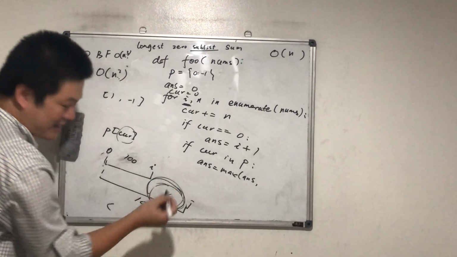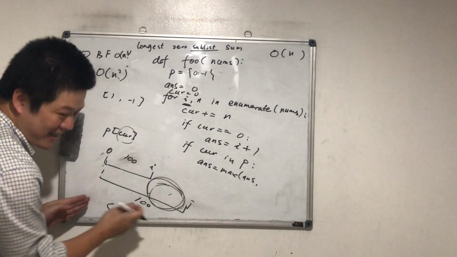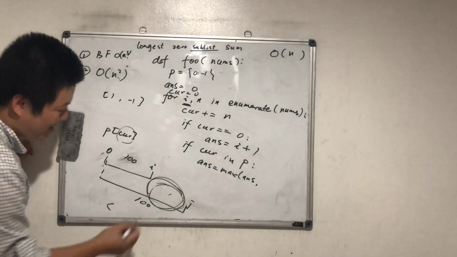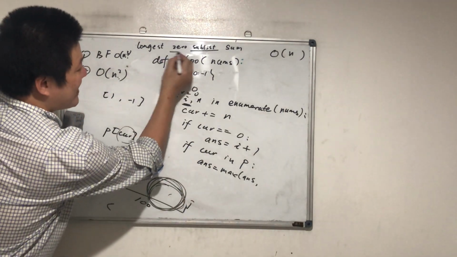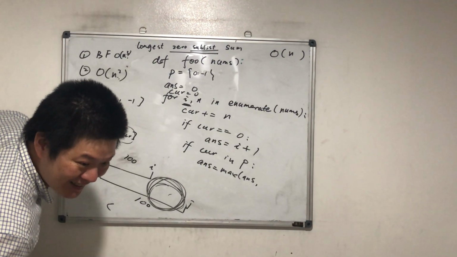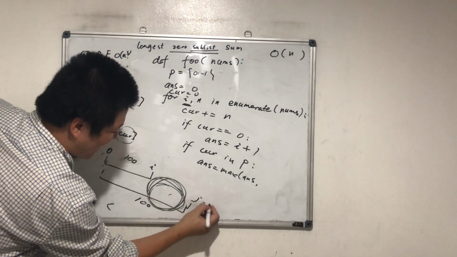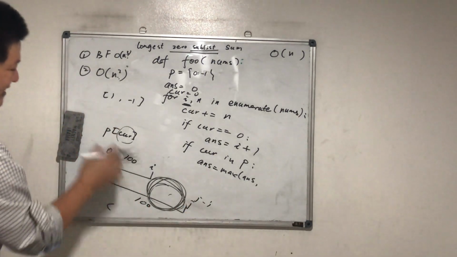Because the sum over here is 0, that's why we added 0 here. So this is the length of the 0 sublist, yeah? Got it? So we just need to calculate j minus i, yeah? That's right.